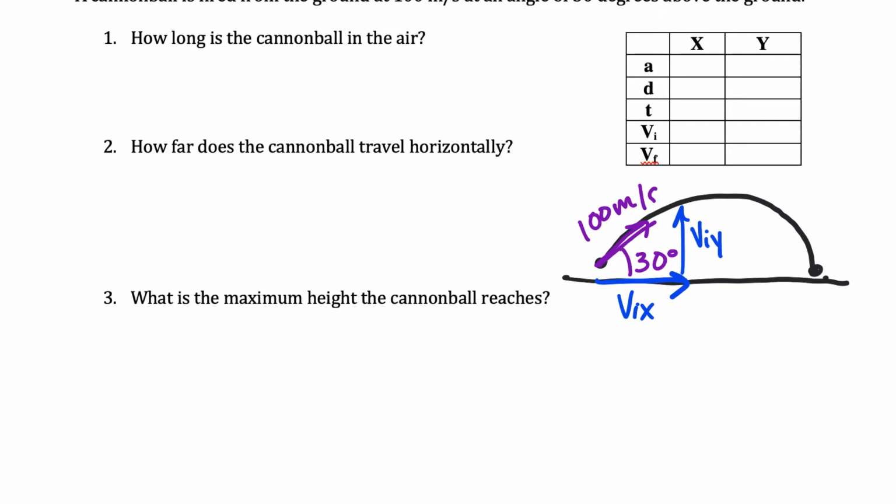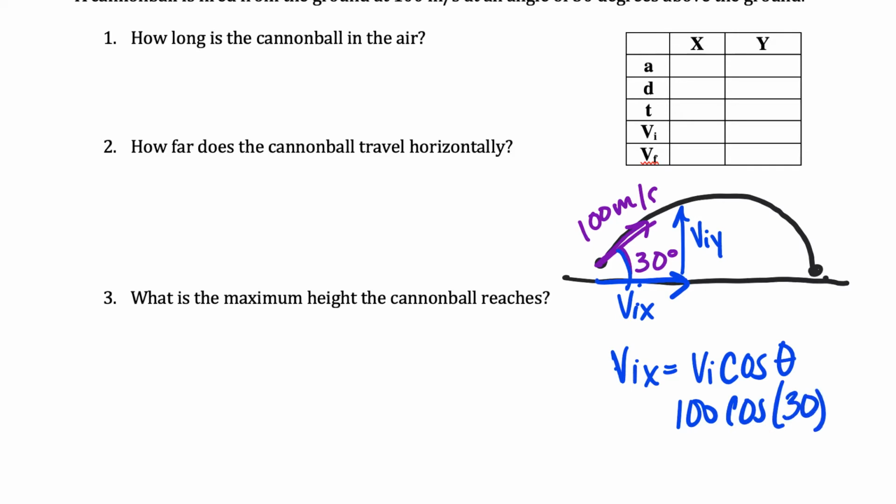The formulas we're going to use for this are just sine and cosine. Technically, this Vix, that's your adjacent side to this 30 degrees. So it's going to be your initial velocity times cosine of your angle. So it'd be 100 cosine 30 degrees, and that is going to equal 86.6 meters per second.